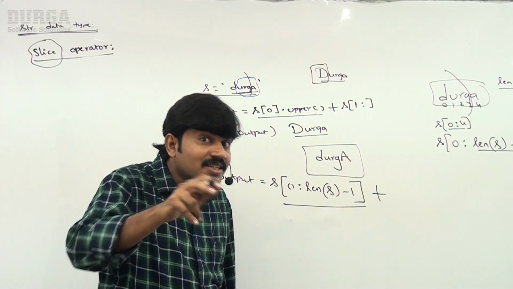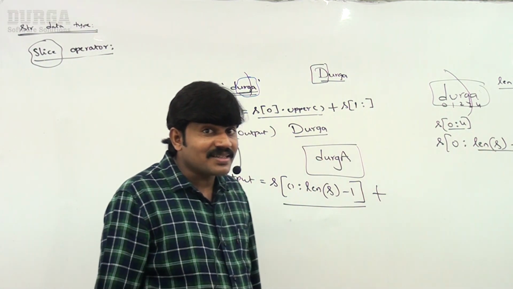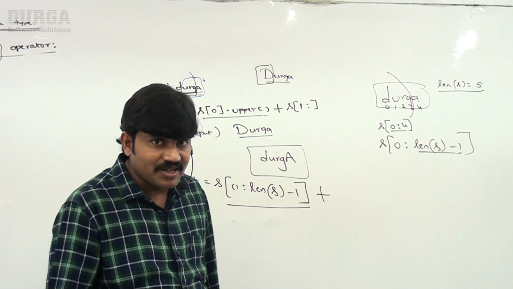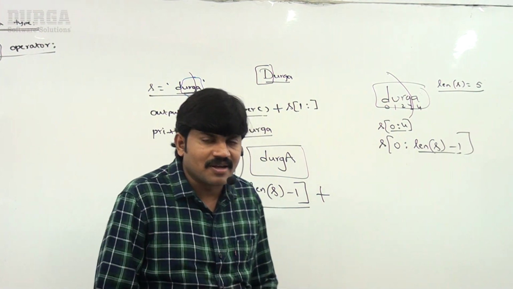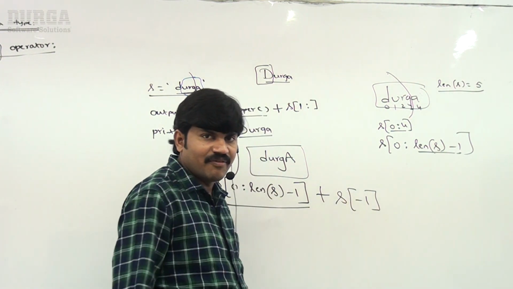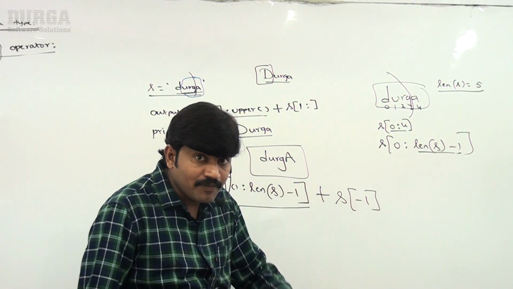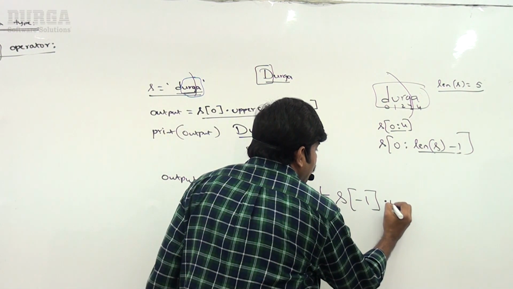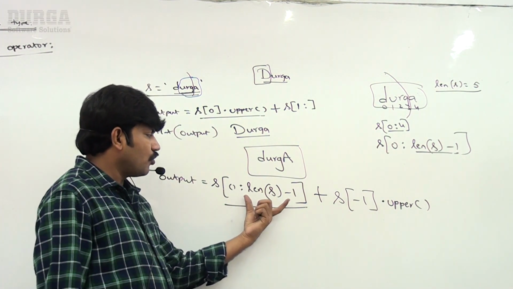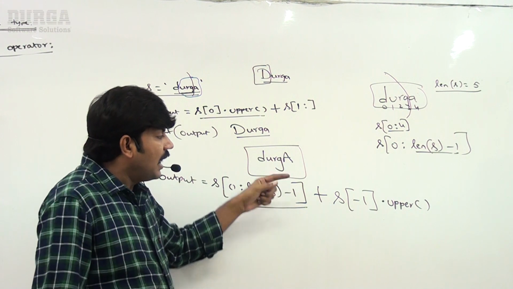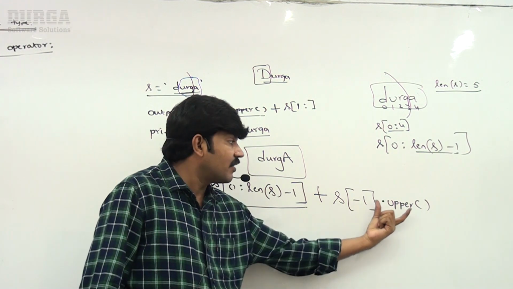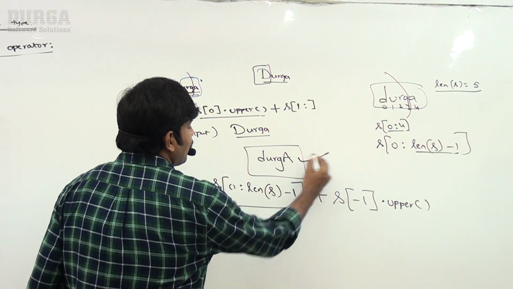How to access the last character? Python provides support for positive index and negative index, giving more flexibility to the programmer. If you want to access the last character, s of minus 1. Have you remembered? In the last videos I covered s of minus 1 dot upper. So please consider the total string except the last character, and then take the last character and convert it into uppercase. Now this type of style we are going to get.